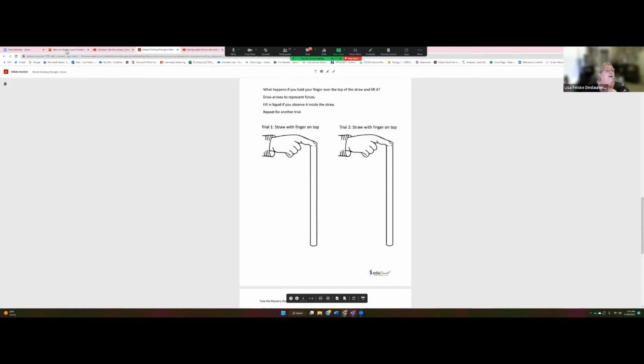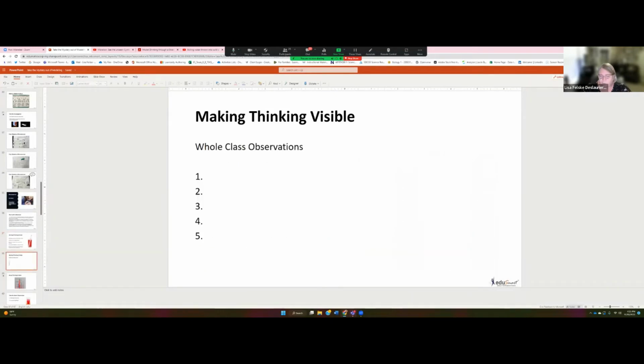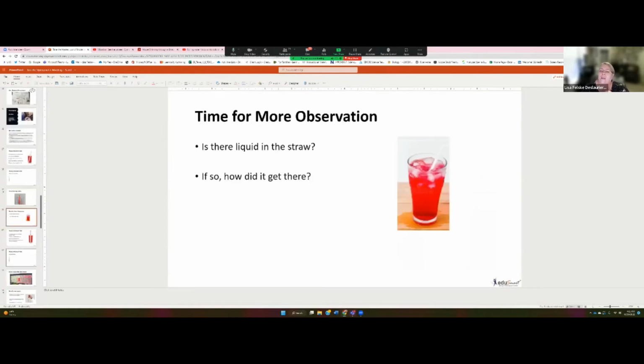Okay, let me go back to my PowerPoint. So again, I put some more questions in here. When you drink through a straw, how does the liquid go up against gravity? You can get some whole class observations. You can just have them draw on that sheet. This is actually very easy to understand. I put some of the physics behind it here. This is just a joke. That was for you. But there's some complicated things going on just with drinking through a straw. You certainly don't have to explain it to this degree.